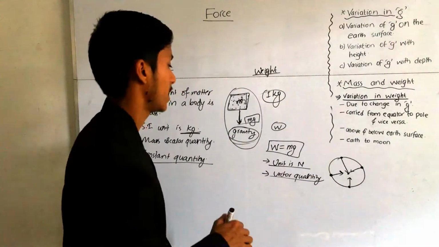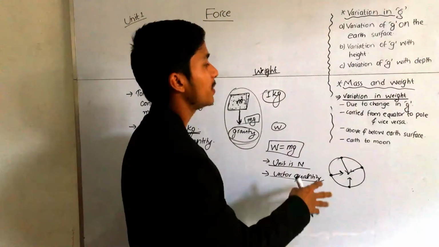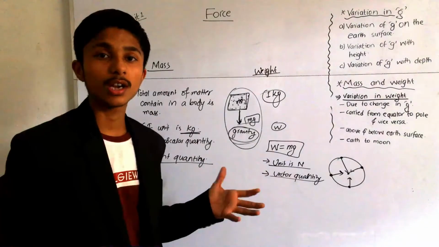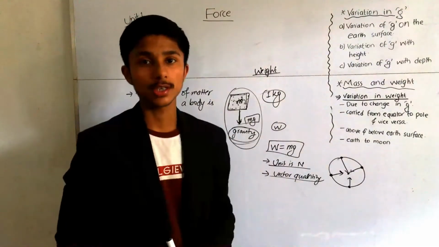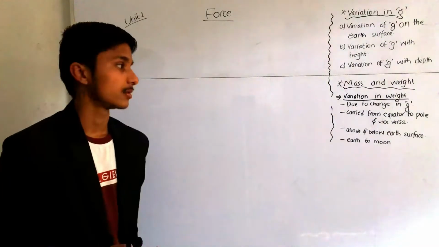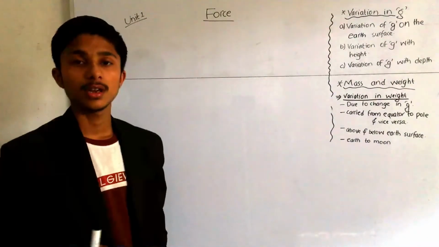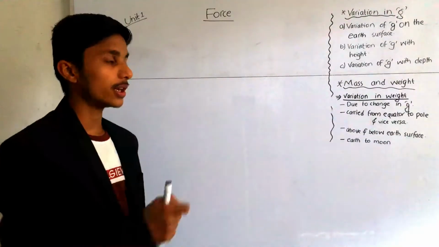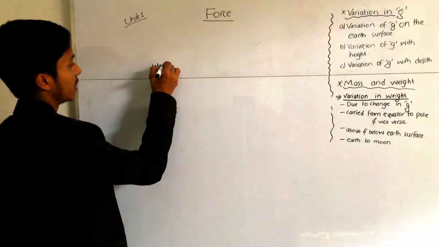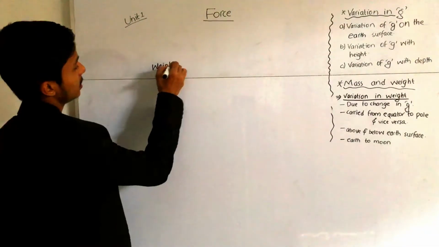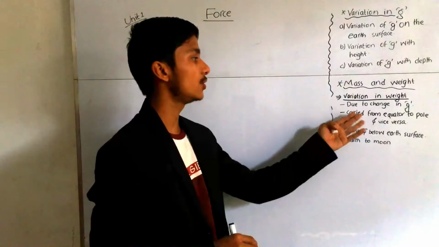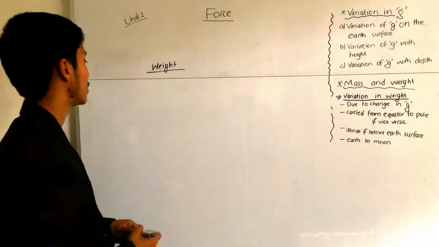Okay. Now we move to the topic that is variation in weight. What will be the change in weight? What are the factors that change weight? Now we discussed weight: the definition, the unit, and what type of quantity it is. Now we discuss the variation in weight due to various factors. First one, due to change in acceleration due to gravity.